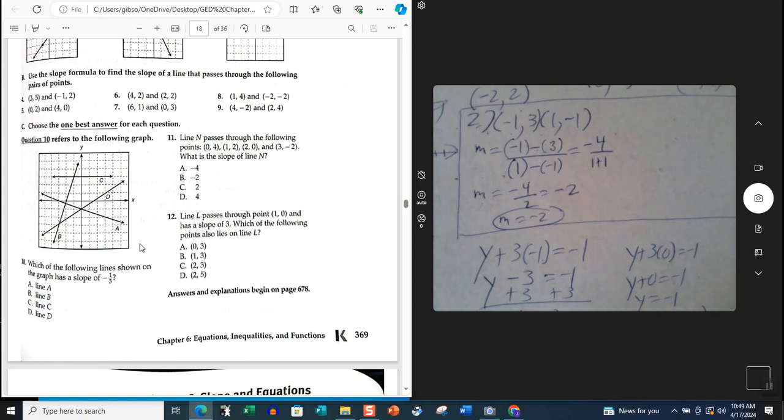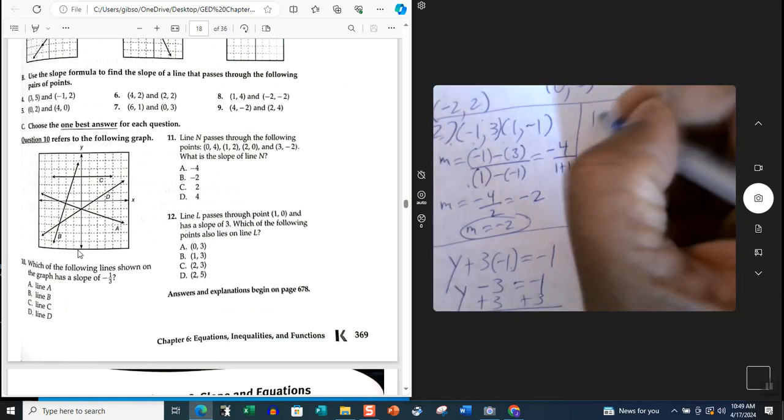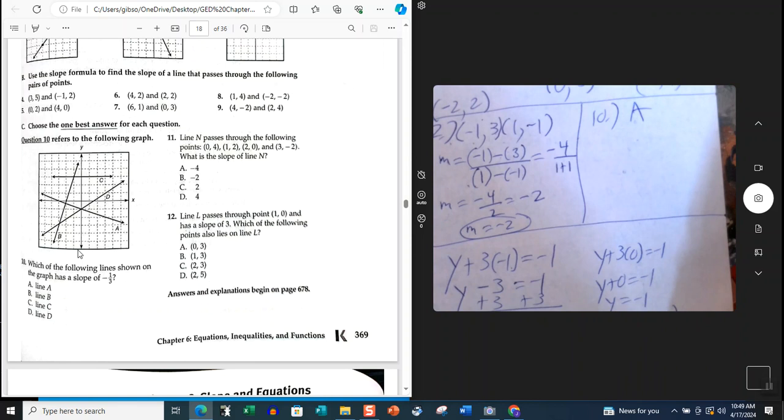So we could look at line A in just a second. Let's find line D. If you look here at line D, do you notice line D is going upward when you go right to left? So line D is excluded. So the only one that's left is line A. So your answer would be A for number 10.